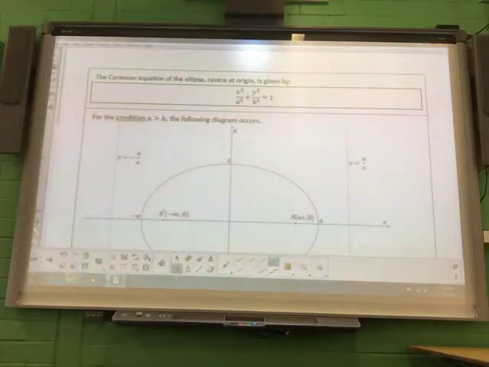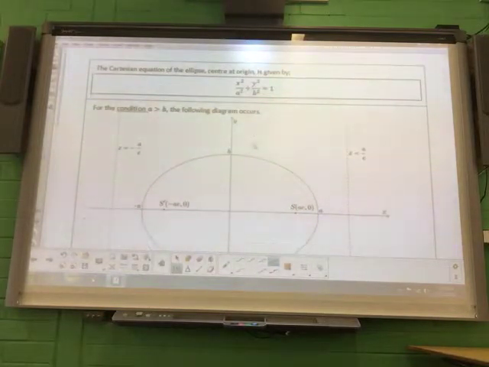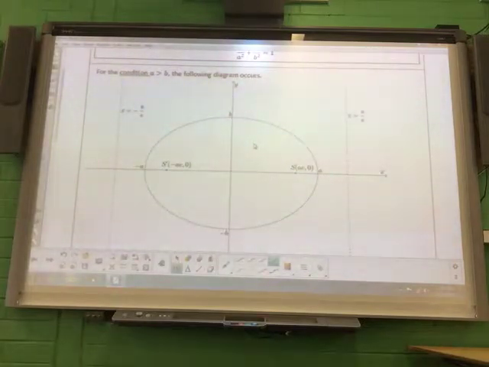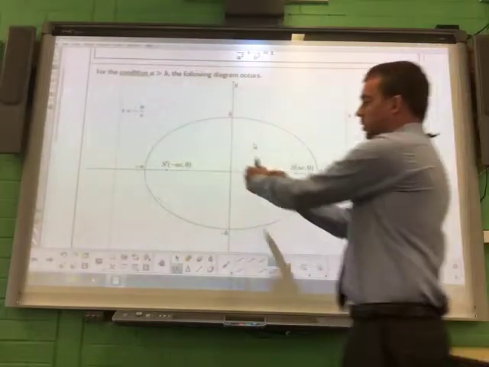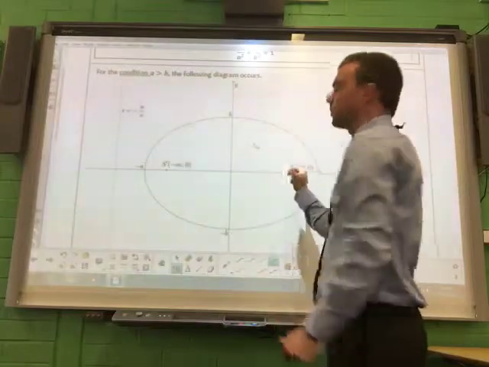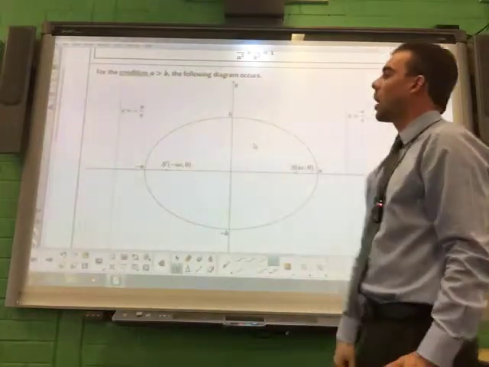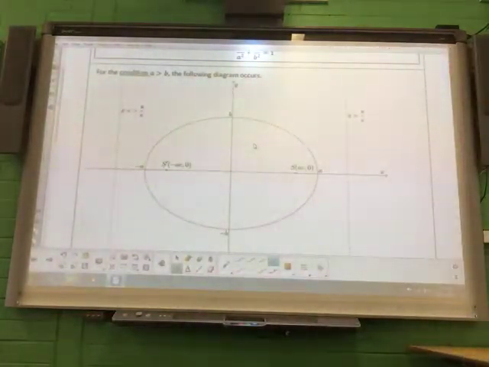When you get the eccentricity, you will be able to determine the coordinates of the focus and the equation of the directrices. For the condition where a is greater than b, so the number underneath x is greater than the number underneath y, we're going to have an ellipse stretched out this way. In other words, the foci are going to lie on the horizontal axis.